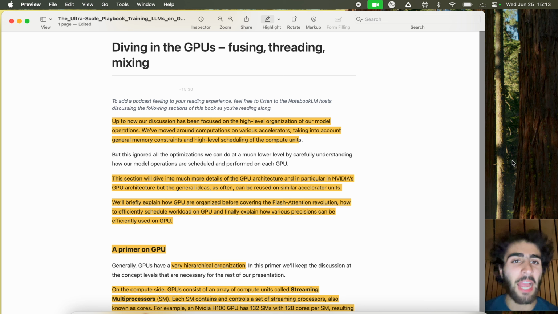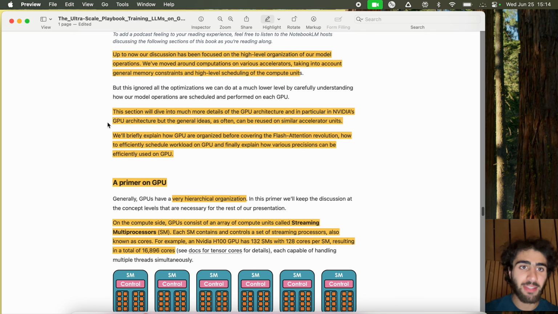So in this video, we're diving into GPUs. Up to now, our discussion has been focused on the high-level organization of our model operations. We've moved around computations on accelerators, taking into account general memory constraints and high-level scheduling of compute units. But this section will dive into much more detail on GPU architecture, and in particular, NVIDIA's GPU architecture, since that is the largest provider of GPUs by far. But the general ideas can often be reused on similar accelerating units.